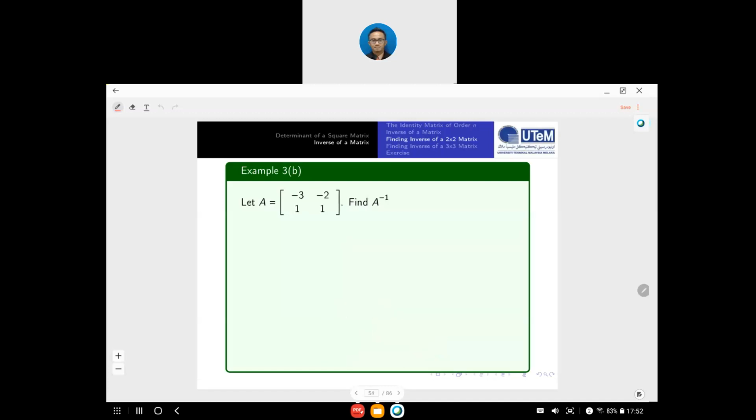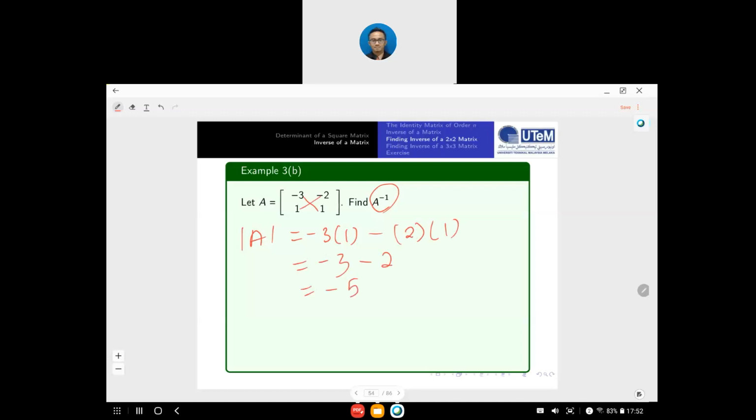Okay, look at another example. Sebelum kita masuk 3 by 3, look at another example. Let's say A equal to negative 3, negative 2, 1, 1. Find A inverse. Okay, so first you find determinant of A. Also same thing, negative 3 times 1. Darab silang macam tu, minus negative 2 times 1. Hilang macam tu. So it becomes negative 3 minus 2. So it becomes negative 5.